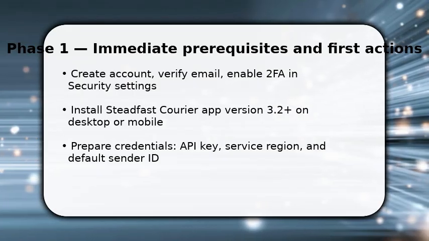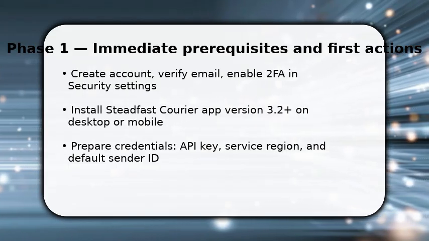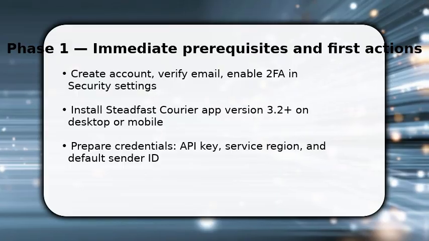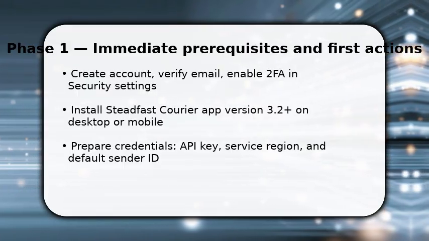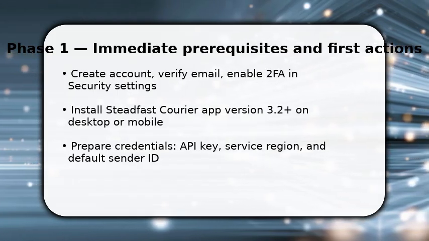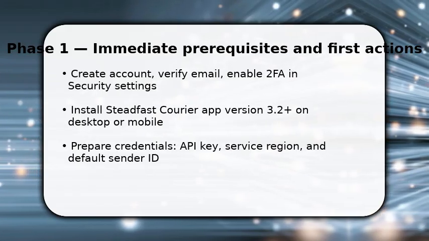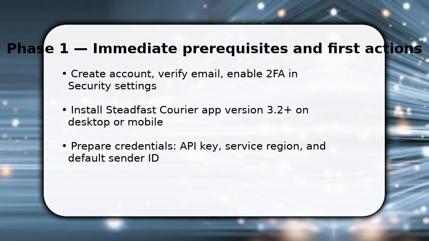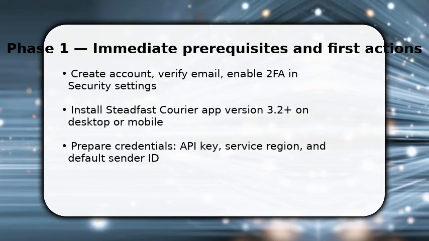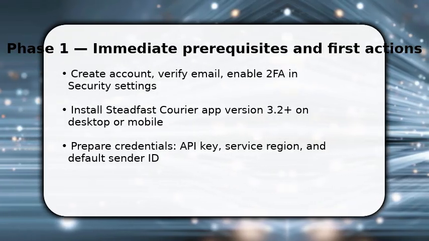You start by confirming prerequisites so your first actions work immediately. Sign in, verify your email, and enable 2FA for secure access. This prevents later lockouts. Once done, install the Steadfast Courier app version 3.2 or newer on the device you'll use. Make sure to copy or generate your API key, set the service region, and choose a default sender ID. These values underpin routing and billing.